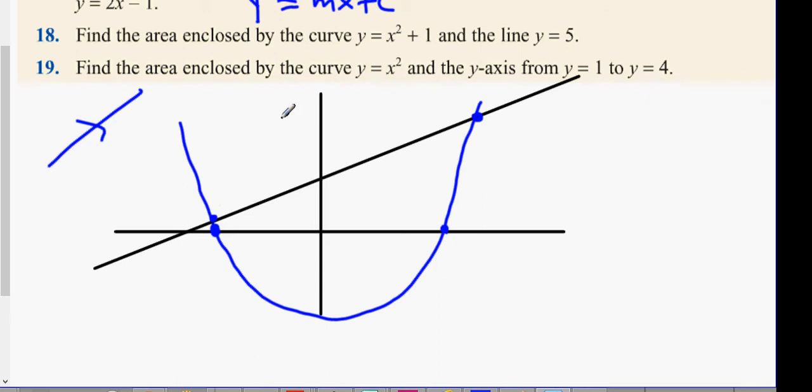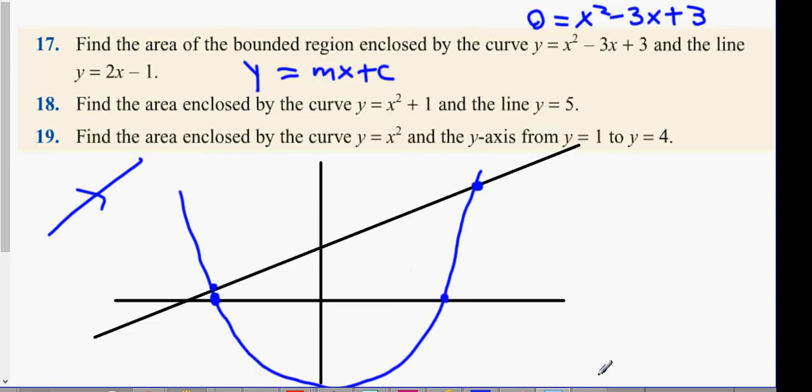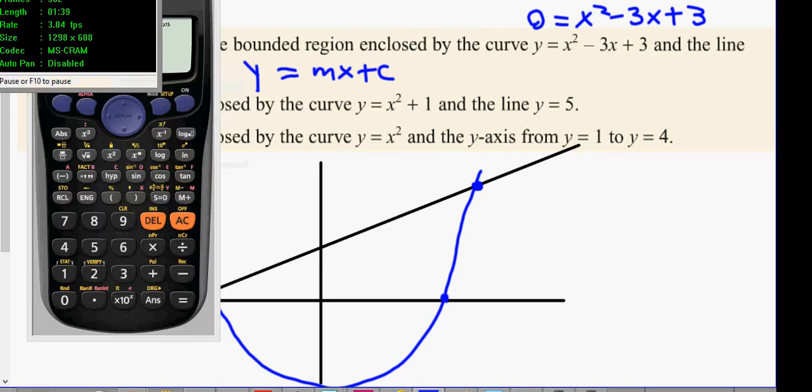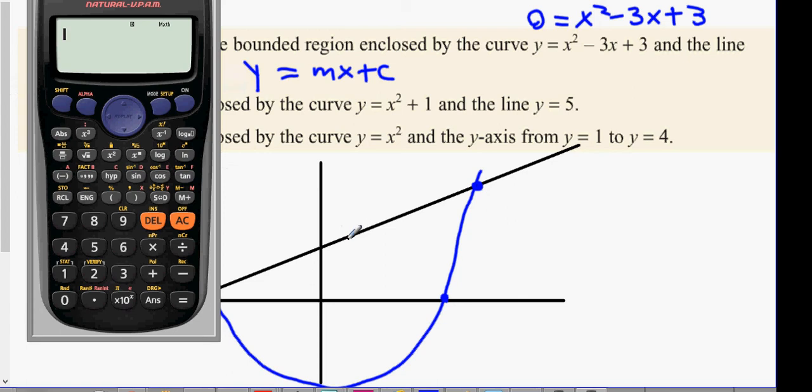Now, a really handy thing to do is, if you have the function in your calculator, I'm going to use my calculator function to find roughly where it crosses the x-axis. So let me show you. Mode, table, f of x equals x squared minus 3x plus 3, and then we go from minus 4 to 6, then we press equals. Now look at this, guys.